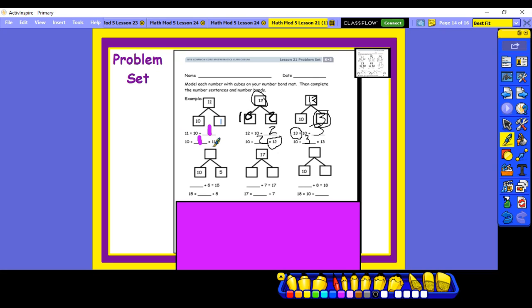Look at the next number bond. I have 2 parts, but I don't have the whole amount. Think about your hide 0 cards. The 5 hides the 0. What's our teen amount?